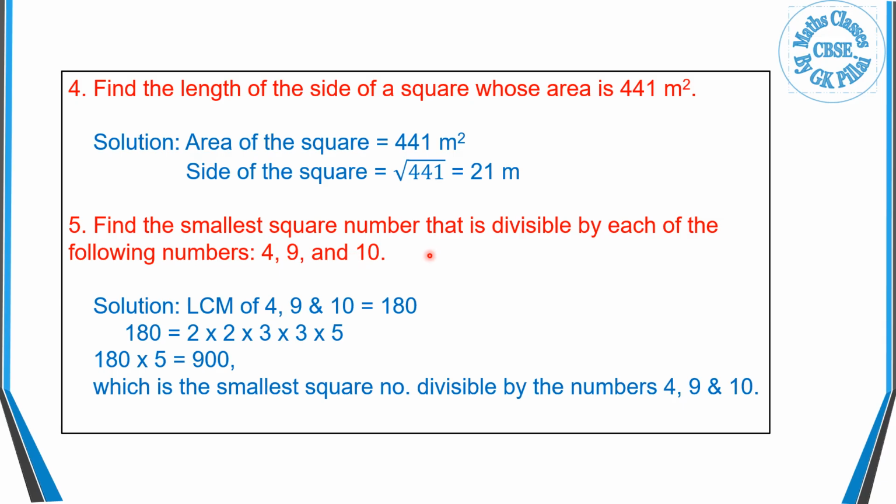Find the smallest square number that is divisible by each of the following numbers: 4, 9 and 10. First of all, we will find the LCM of these numbers, that will come to 180. You have to prime factorize this to get the factors: 2 into 2 into 3 into 3 into 5. 5 is missing. So 180 into 5 is 900, and this is the smallest square number divisible by the numbers 4, 9 and 10.